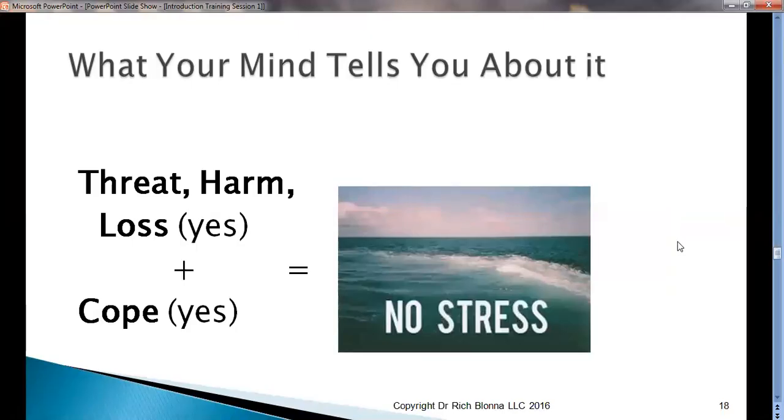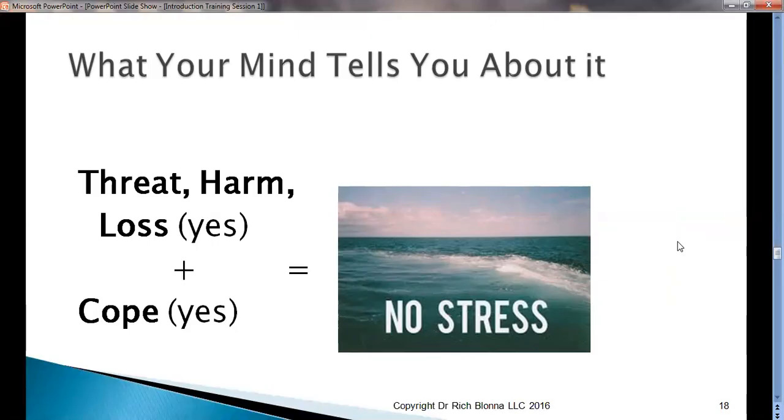If you get the same letter saying your rates have gone up by 20% and you say, wow, that is both threatening and it really involves me losing an extra $70 this month in my checking account. So yes, that was harmful and a loss to me. But you know what? I still can cope with it. I still have enough excess money in my cash flow that it really is something I can cope with.